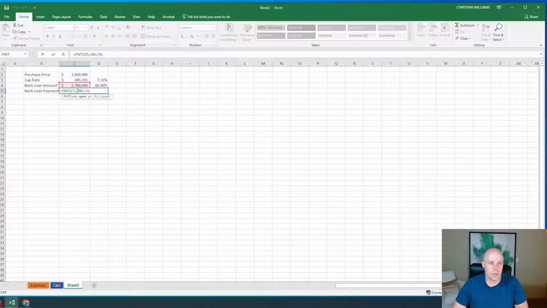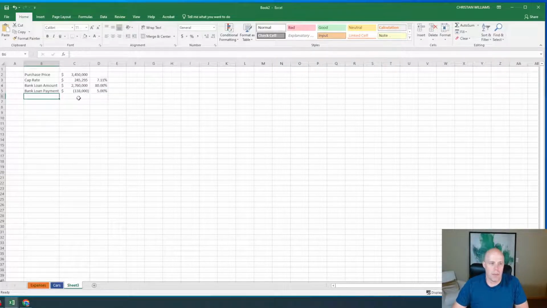All right, so with $138,000 a year in payment and expenses, we're going to say net of bank loan payment. Okay. The net of bank loan.